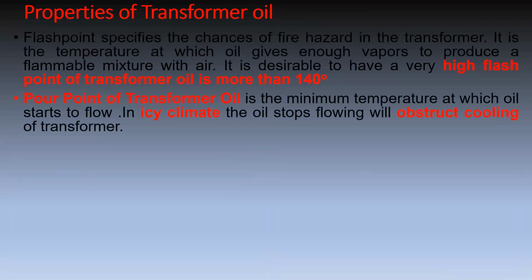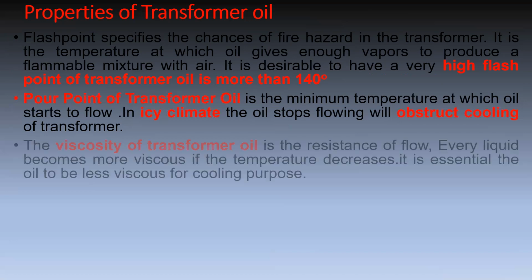Pour point of the transformer oil is the minimum temperature at which oil starts to flow. In icy climate, the oil stops flowing and will obstruct the cooling of the transformer. In icy climate conditions, the volume of the oil is reduced and becomes very compact, contracting, and it cannot flow freely. That is the pour point. But this may not be a problem in our country because we don't normally have such icy climate.